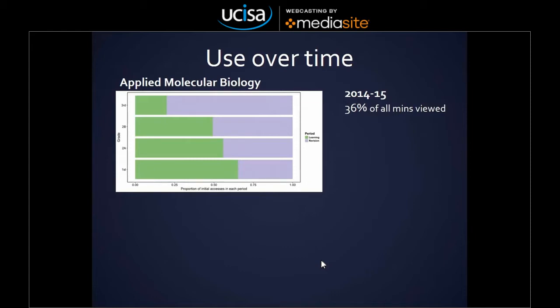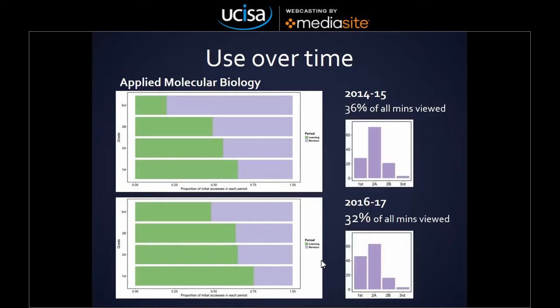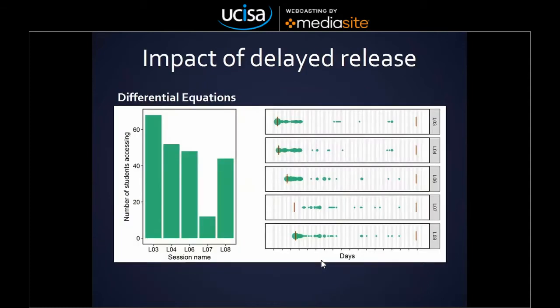So after we'd shared this information with the students, this was the result you saw previously, and 36% of all minutes were viewed. In 16-17, after the students had been given that advice, a lot more use was earlier on the course. There was less use overall, 32% of minutes rather than 36% of minutes, and the use was earlier. And we can't say it was the cause, but we saw an improvement in results.